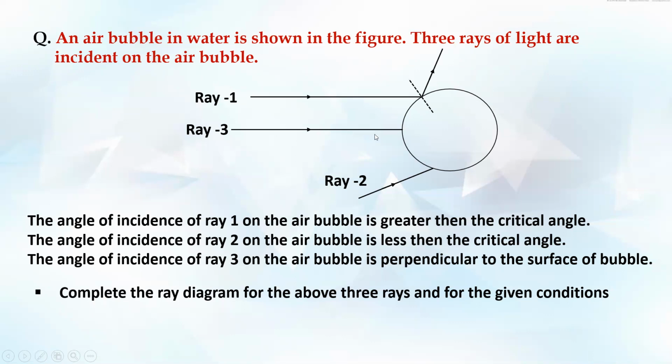For ray 3 we know it's going to go straight, but ray 2 is going to refract. It's going to refract actually. So refraction will happen there. That's how it has to be done. Fine. So we are done with this, right?